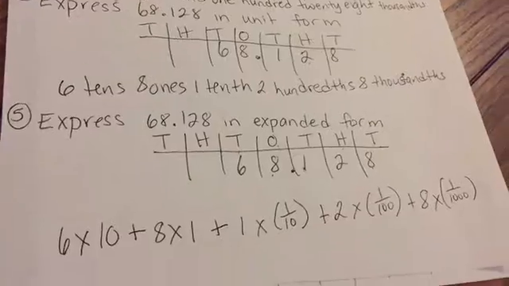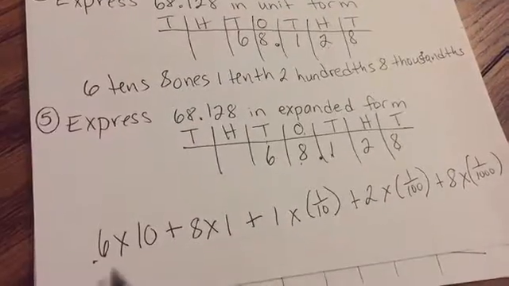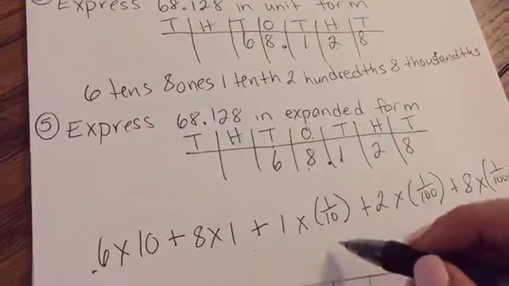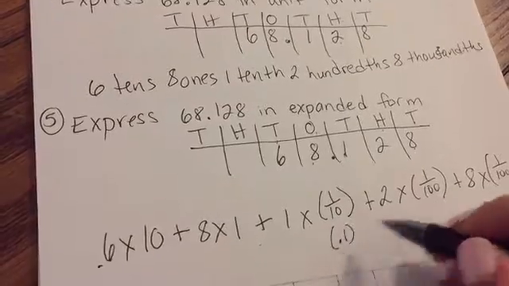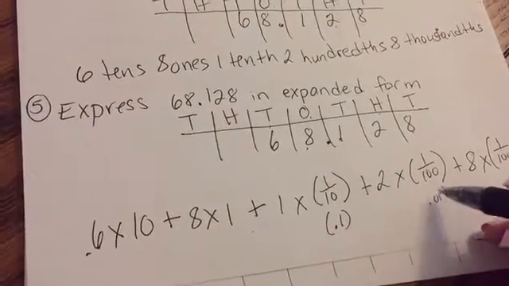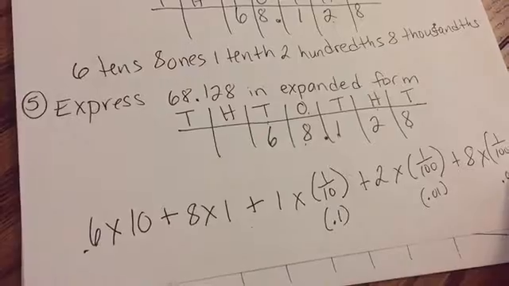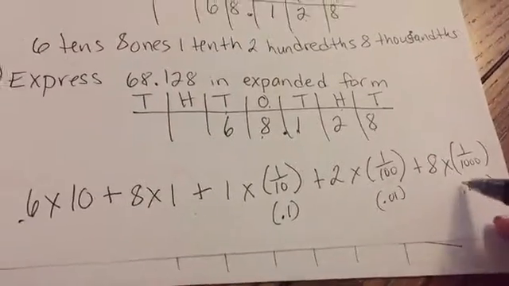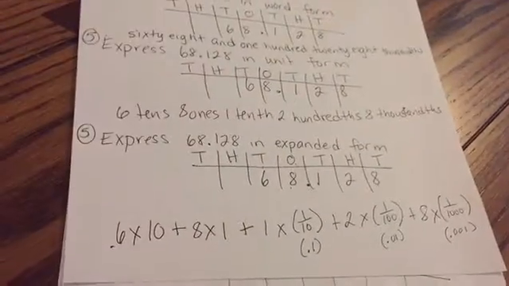Some students prefer to write it in decimal form, so this front area would be the same. The only thing that would change is this can be represented with a 0.1, a 0.01, or a 0.001. Either one of those would be correct.